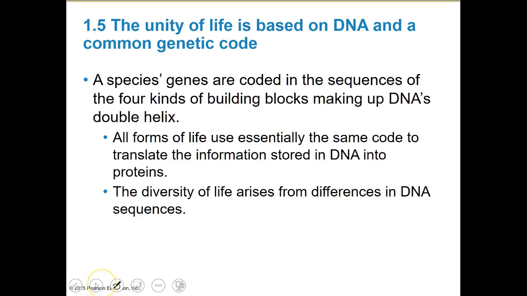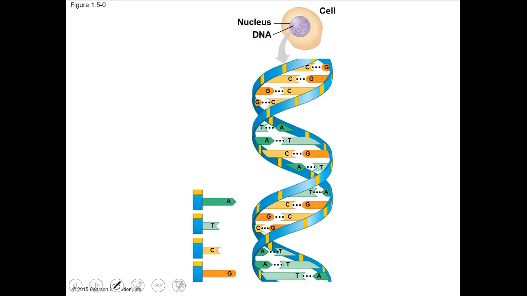Okay? So a species' genes are coded with a sequence of 4 kinds of building blocks making up the double helix. So all forms of life use essentially the same code to translate information stored in DNA into proteins. This whole thing will go from DNA to proteins. Again, that's another thing we'll cover this semester in the genetics section. So this is going to be our Unit 4, our genetics. So again, if you don't quite have it here, that's not that big of a deal. We're just introducing all these things that go into biology that hopefully you've at least heard of before.